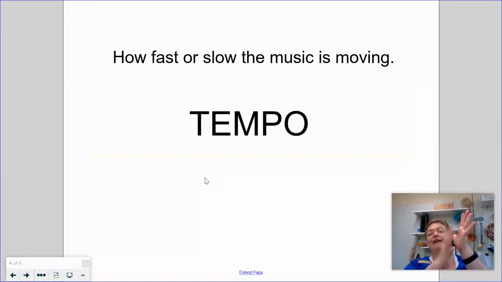Rain down, rain down. Exact same song, exact same time signature, but the tempo can make it sound different.